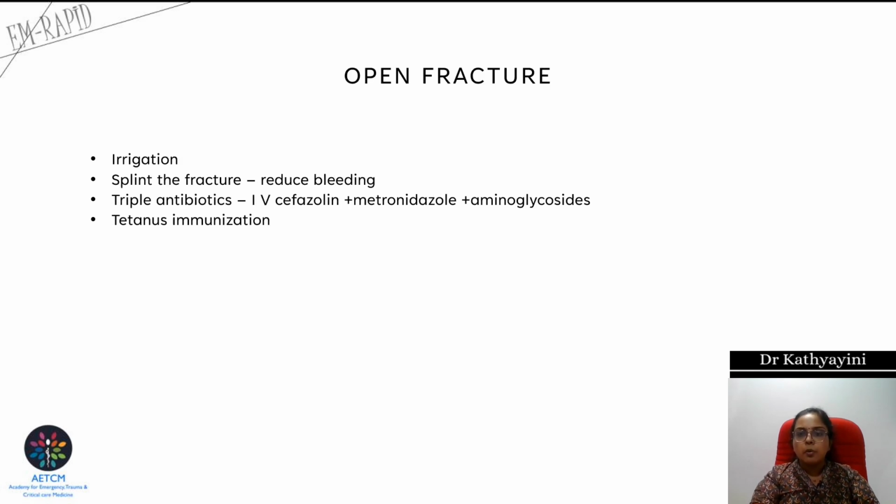For open fractures, again like any other area, we have to go for irrigation. We have to cover the area with saline wetted gauzes after adequate irrigation. Then the fracture area should be splinted, which helps in reducing the bleeding. Also the patient should be put on triple antibiotic coverage, including cefazolin, metronidazole, and aminoglycosides. And tetanus immunization should be given to the patient if there is any contamination.